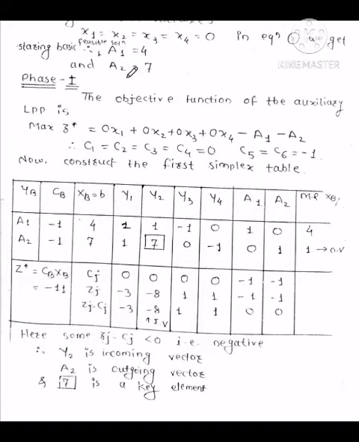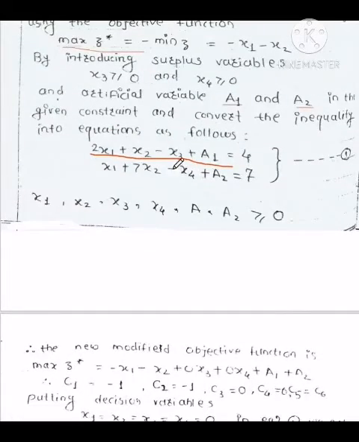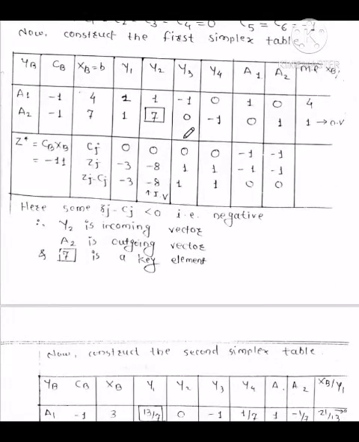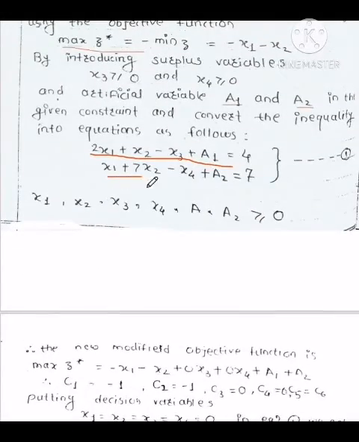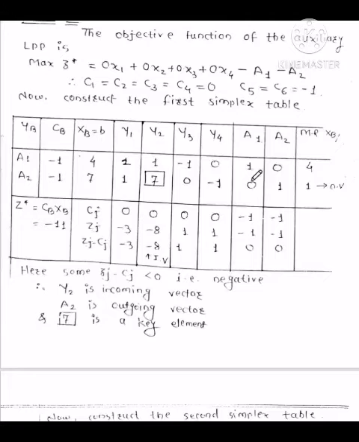XB means for A1, A2 the XB column is 4, 7. Then 2, 1, minus 1, 0, 1, 0 is the coefficients of the first equation. Then 1, 7, 0, minus 1, 0, 1 is the coefficients of equation number 2. Okay, so in this way we can take the elements from equation number 1.